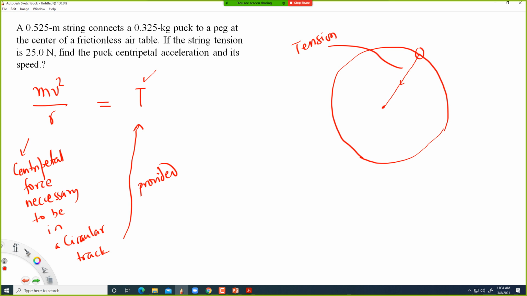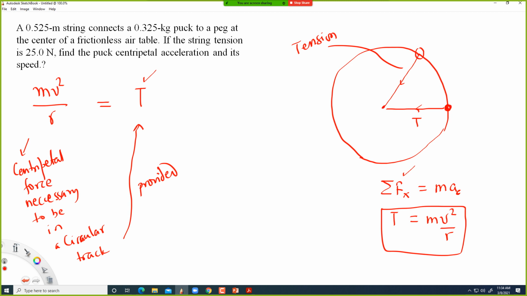But if I want to write Newton's second law here, let's say the object is here. So this force is T, which is pointing inward. Newton's second law is force is equal to ma. In this case, what force do we have along the x direction? That's T, and m, and this acceleration is centripetal acceleration, which is v squared over r. So that's what this equation is.